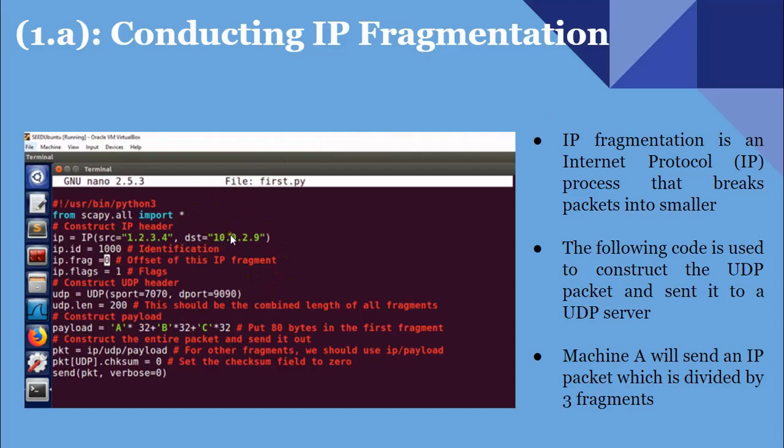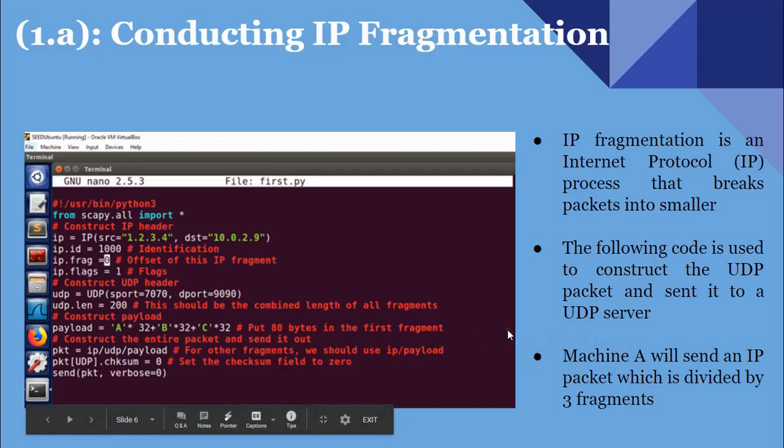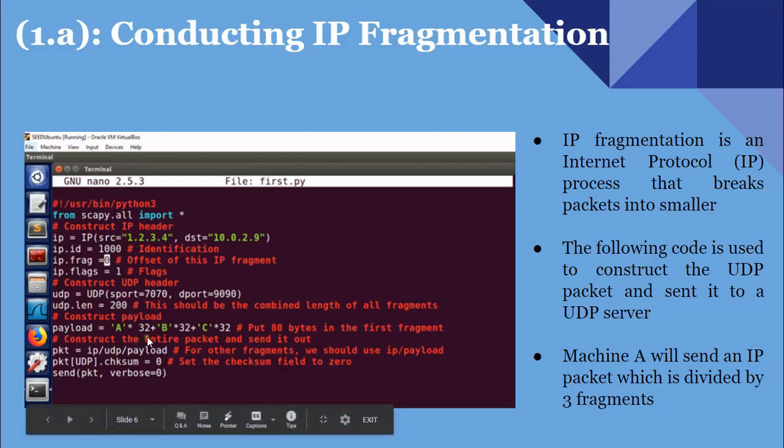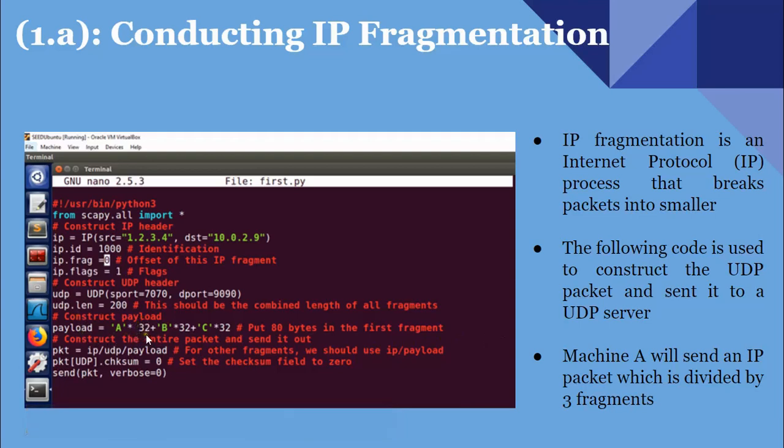From the lab sheet, we just change the destination, which is the IP address of destination machine B. This is the source, and we change the payload, which is the packet data we want to send to the server. In the task we need to specify three packets, each with 32 bytes of data. So we set A32, B32, C32, and the total is 96 actually. Just ignore this comment.